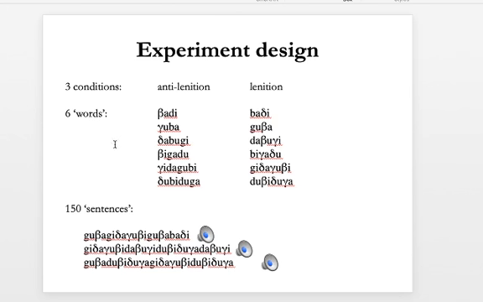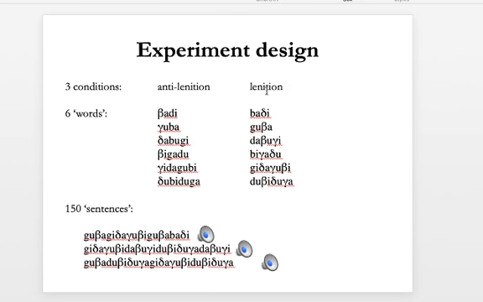Here are our 3 conditions. I'll show you 2 of them here. This is the anti-lenition condition, where there are 6 words, each of which begins with a continuant, and where all medial consonants are stops. So this is the opposite of the real spirantization pattern that we find in natural languages, and it's unattested as far as we're aware in any natural language. The lenition pattern instead looks like the Kinande examples I showed you earlier. It has stops in initial position and continuants medially.